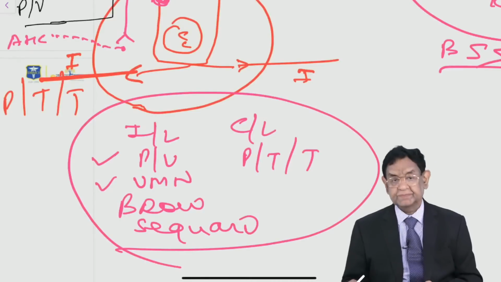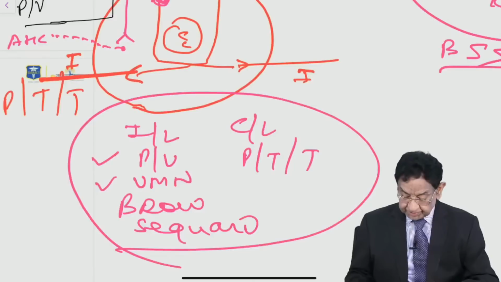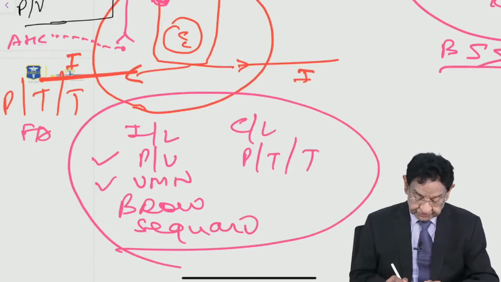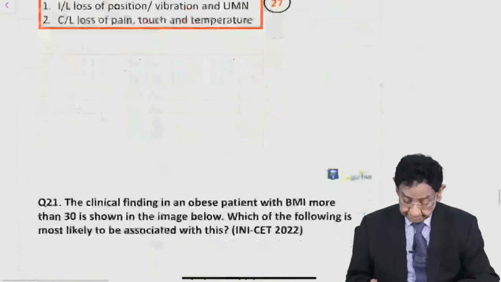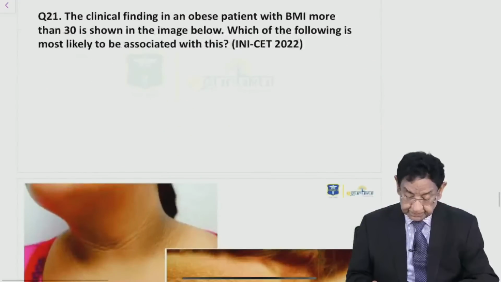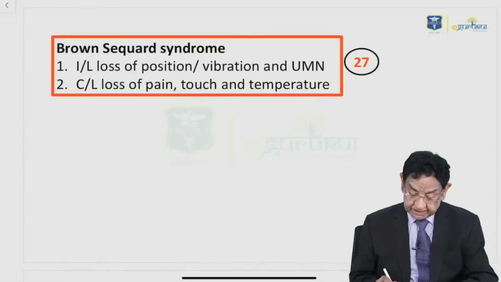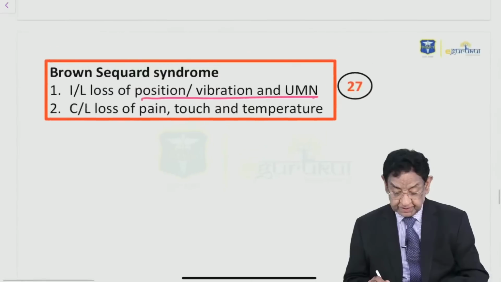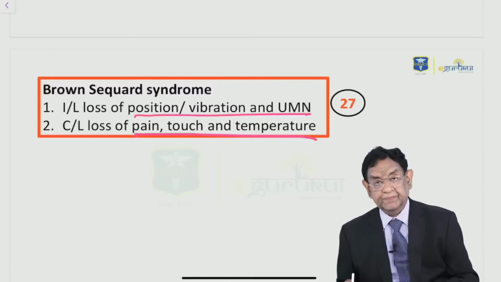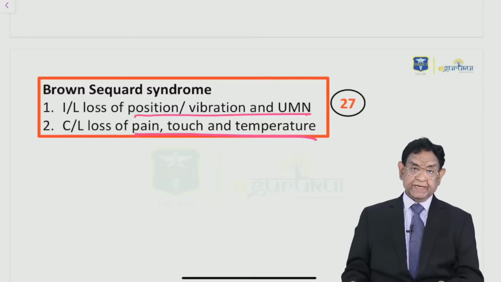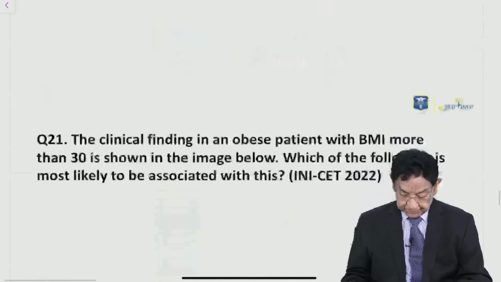Make a box of this. In the exam, read the boxes. Brown-Sequard syndrome is a very frequently asked question. Those same boxes: ipsilateral loss of position, vibration and upper motor neuron lesion, contralateral loss of pain, touch and temperature, Brown-Sequard syndrome. Remember, if you are getting a question on a patient backstabbed in the spine, you are dealing with Brown-Sequard syndrome.